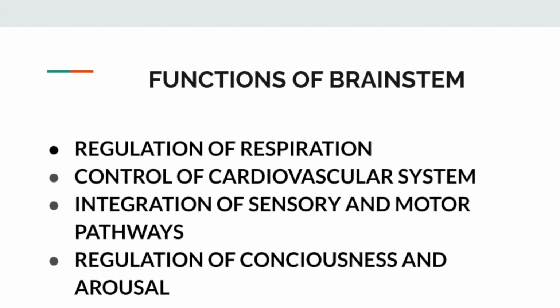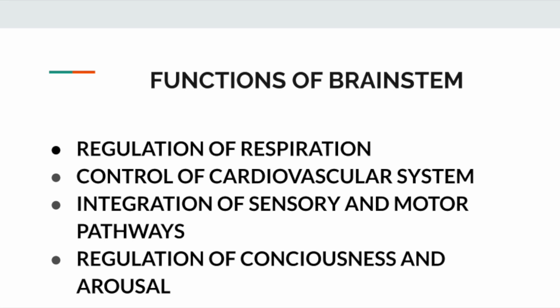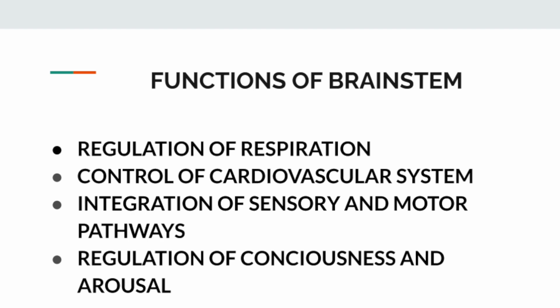Regulation of consciousness and arousal. The brainstem contains nuclei involved in regulating consciousness, arousal, and sleep-wake cycles. The reticular formation, a network of interconnected nuclei spanning the brainstem, plays a crucial role in maintaining wakefulness, alertness, and attention by modulating the activity of cortical and thalamic neurons.